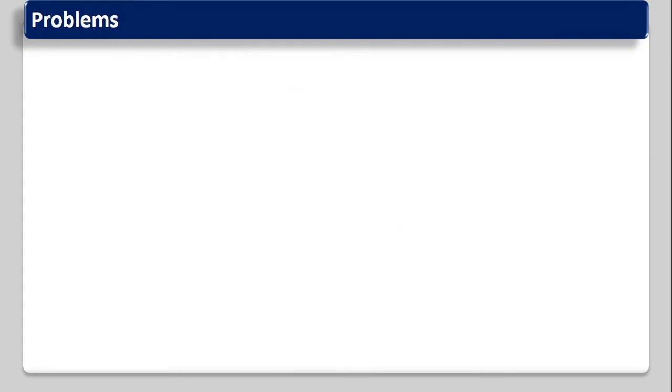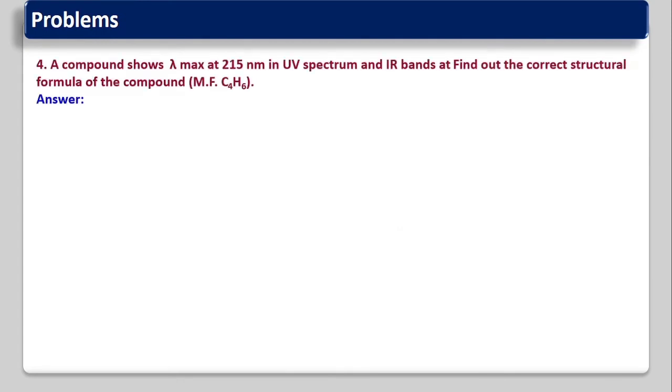The fourth example is a compound that shows a lambda max. In solving problems, multiple spectra may be given, like IR, NMR, and UV-visible spectra. So in this case we have additional data from UV-visible spectroscopy: the compound has a lambda max of 250 nanometer in the UV spectrum, and IR bands at 990 to 910 cm⁻¹. Find the correct structural formula for the compound. The molecular formula is given as C4H6.